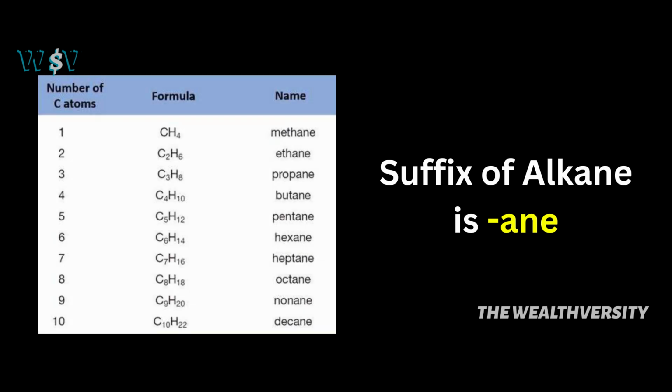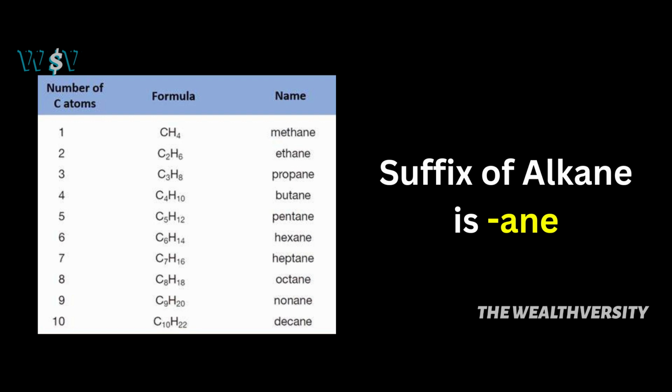Now, what are the names for alkanes? The names for alkanes depend on the number of carbons. If you have 1 carbon, the name will be methane. If you have 5 carbons, the name will be pentane. Here is a table of alkanes with 1 to 10 carbons. As you can see, the names are basically the prefix of the number that ends with -ane.